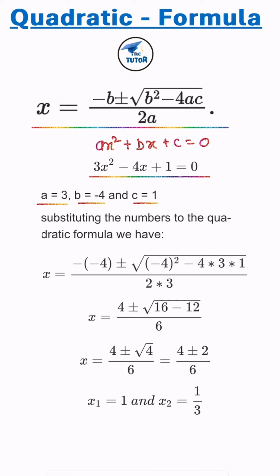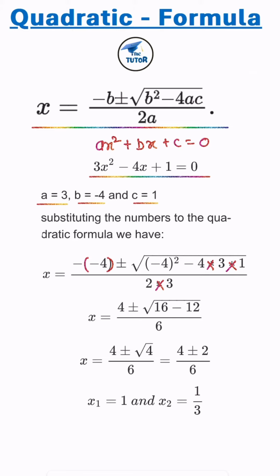So negative of the value of b, that is already negative 4 here, plus minus square root of negative 4 whole square, minus 4 times a, which is 3, times c, that is 1, over 2 times a, that is 3 again. So in the denominator you will get 6. Here negative of negative 4 will become positive 4, plus minus square root of b square, negative 4 square will become 16. 4 times 3 times 1 is 12.